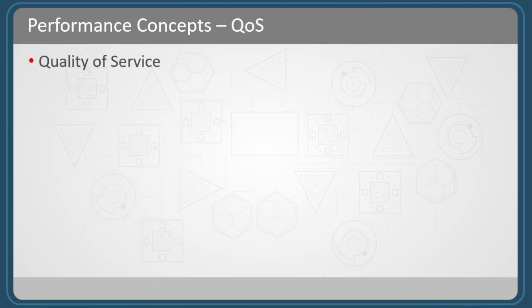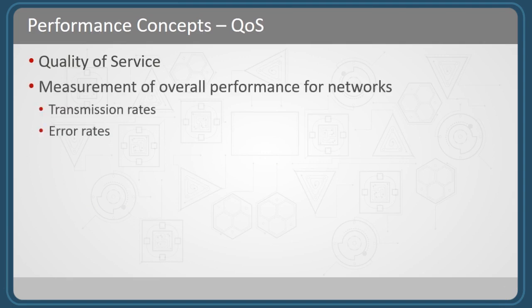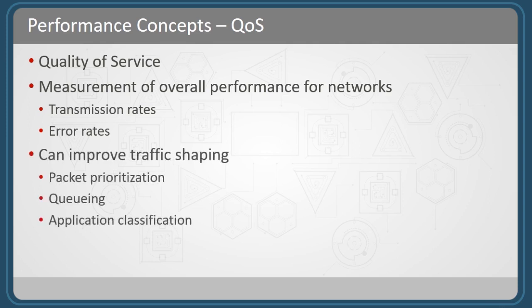The next one is called quality of service, or QoS, and this is a measurement of overall performance for networks based on things like transmission rates and error rates. And in essence, it's just trying to put it all together, if you will, to try to improve things like traffic shaping so we can better understand how the packets are actually being transferred, so we can examine the prioritization, the queuing, and the application classification of all of these transfers to better improve things like shaping the traffic.